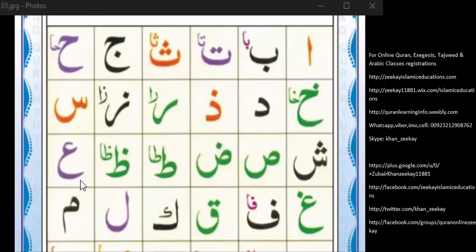Ain. This letter is pronounced from the middle part of the throat, the part of the throat which is between our chest and our neck. The next letter is letter Y. This letter is pronounced from the part of our throat which is nearer to our mouth. The next letter is letter Fa.